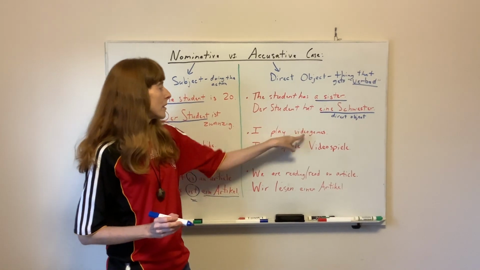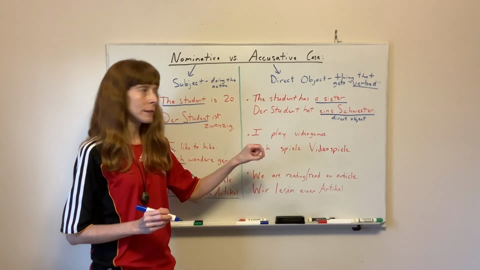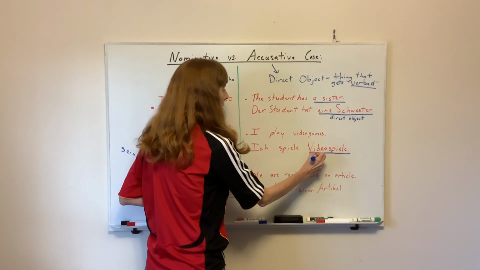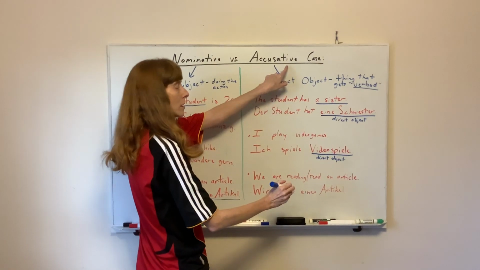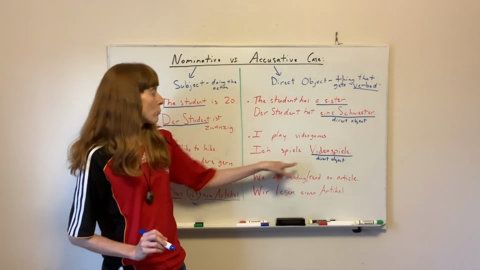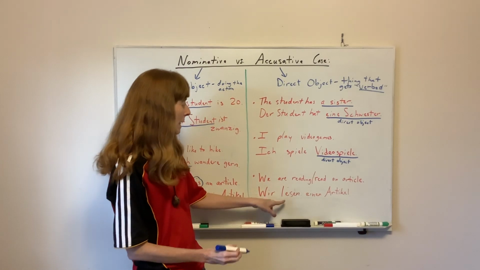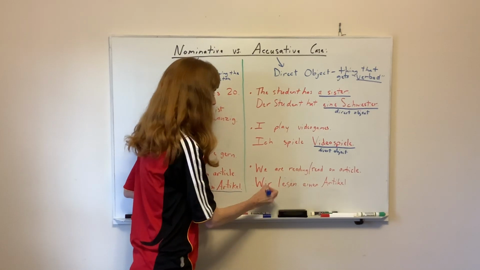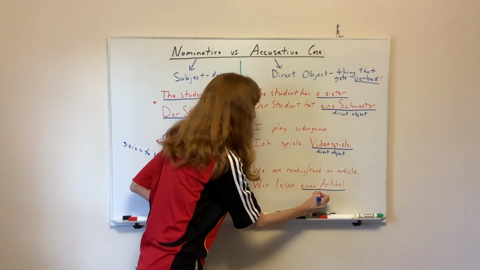And the next one, I play video games. Ich spiele Videospiele. The thing that I play is my direct object. And this right here is the thing I play, Videospiele. So that is my direct object. Or, if we want to call it also, the accusative case. And the very last one, we are reading an article, or we read an article. Remember that in German we don't have present progressive. Wir lesen einen Artikel. The thing that we read is the direct object. We're not reading ourselves, we're reading the article. So this would be our direct object.